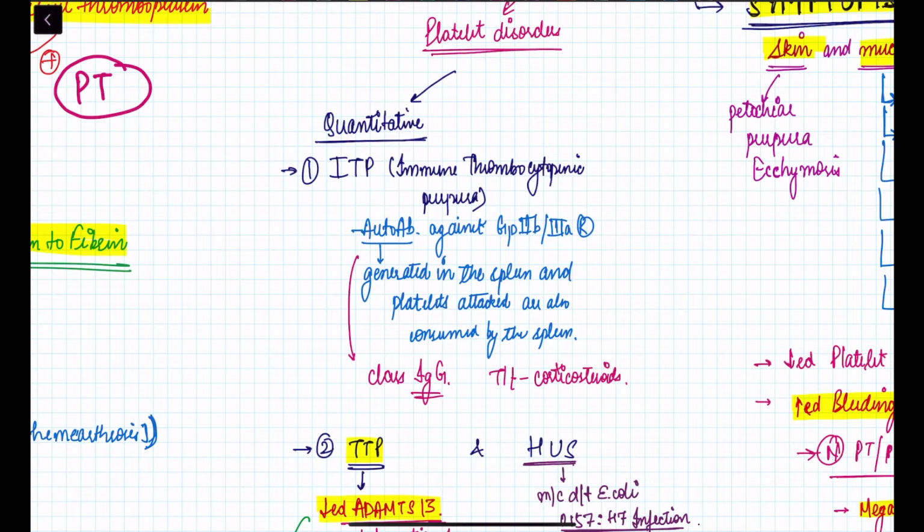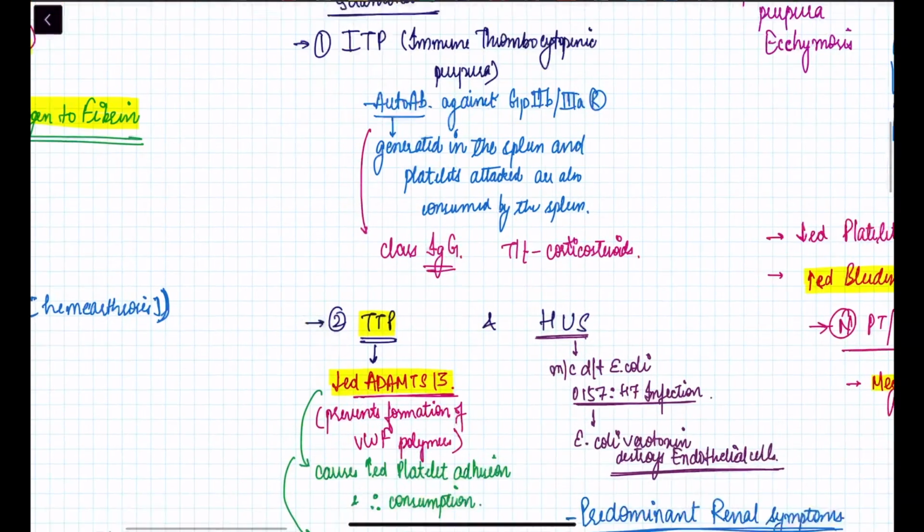These autoantibodies are generated in the spleen and platelets are attacked, and the attacked platelets are also consumed by the spleen. So antibodies are generated in the spleen, they attack the platelets, and the platelets which are destroyed by the antibodies are grabbed and consumed by the spleen. They are IgG class antibodies, and treatment will be corticosteroids.